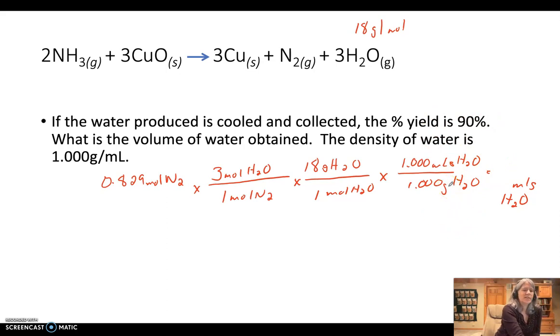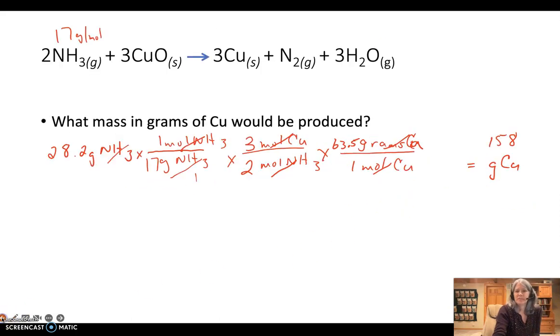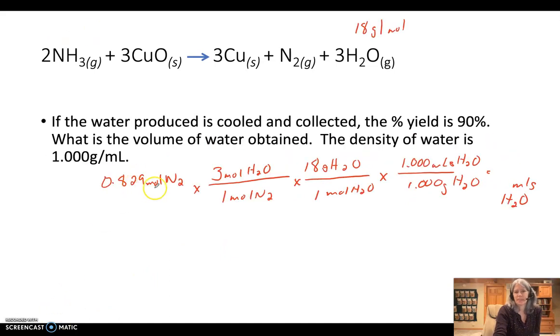So again, all I did here was start in a different place, right? I knew from the couple problems ago that the number of moles of nitrogen I get is 0.829. So I've just saved a step of converting from ammonia again. So 0.829 moles of nitrogen is what I started with. That's how much I get in this reaction. And if I get that much nitrogen, I know how much water I get because I'll get 3 times as many moles. We know that from the stoichiometry of the reaction. Once I know my moles of water, I can convert to grams of water, and because 1 gram weighs 1 milliliter, I can then get my volume of water.